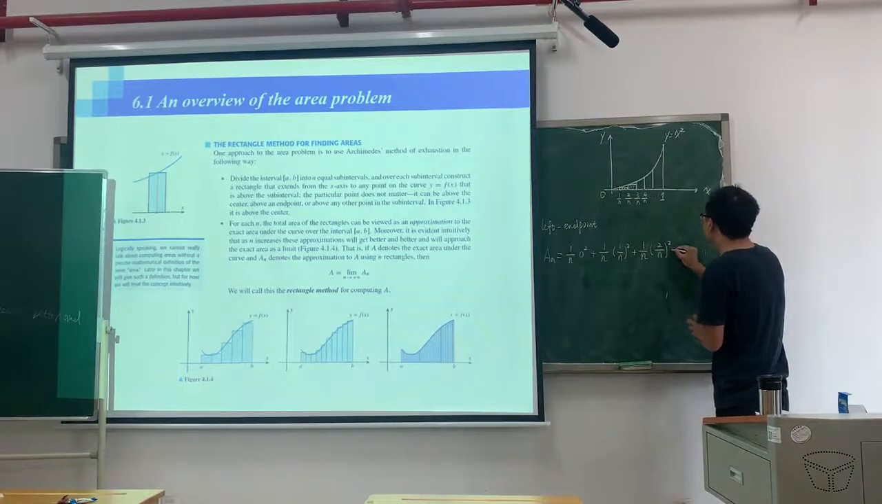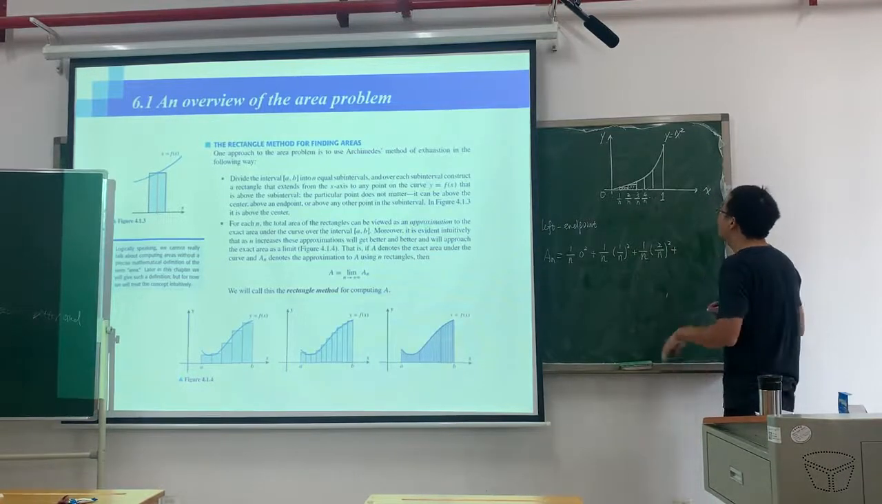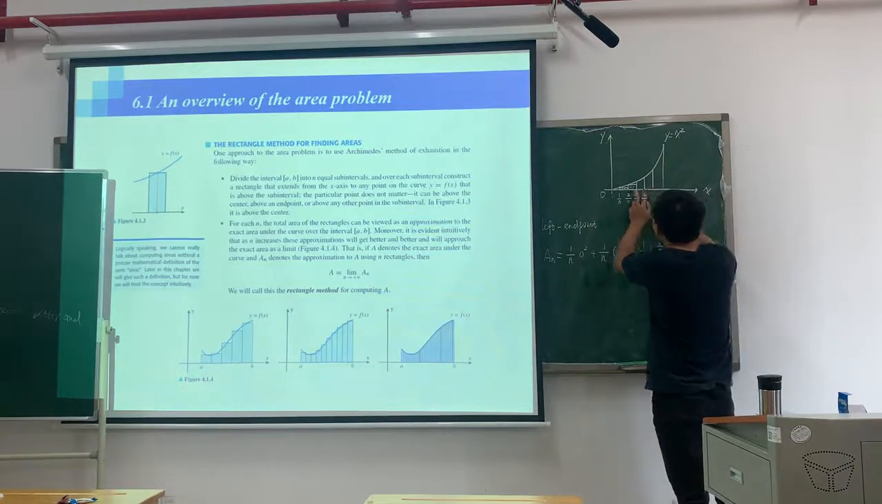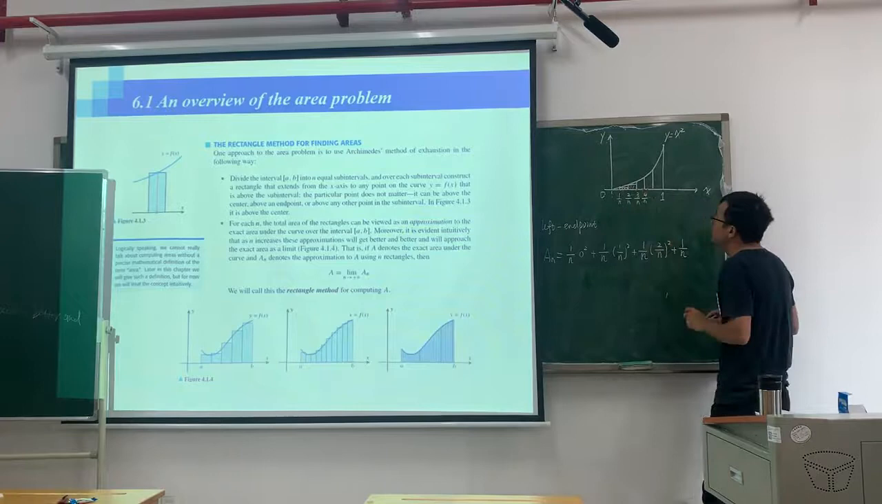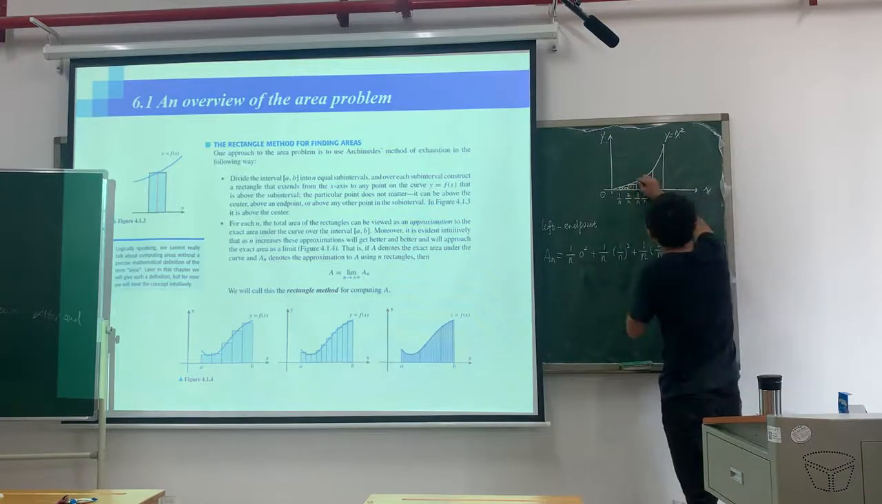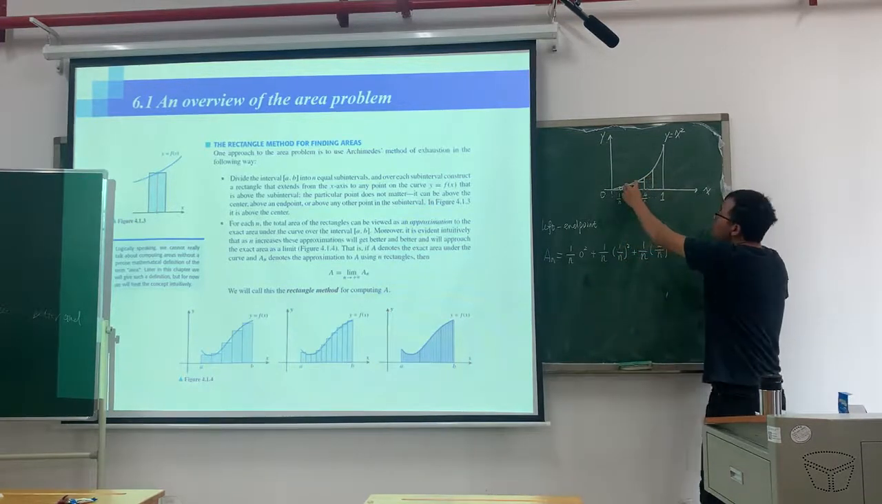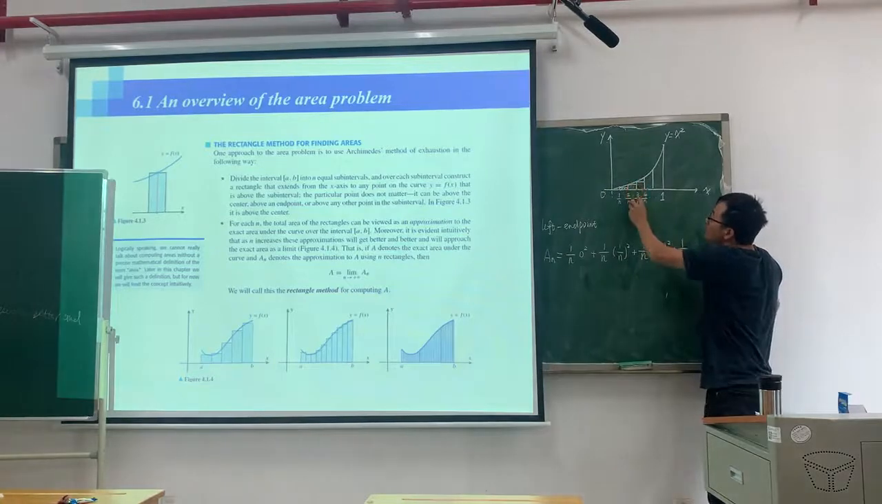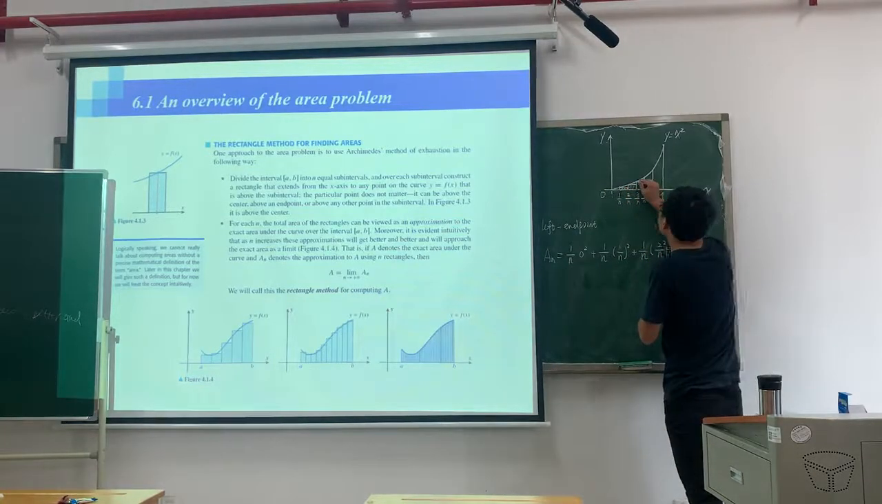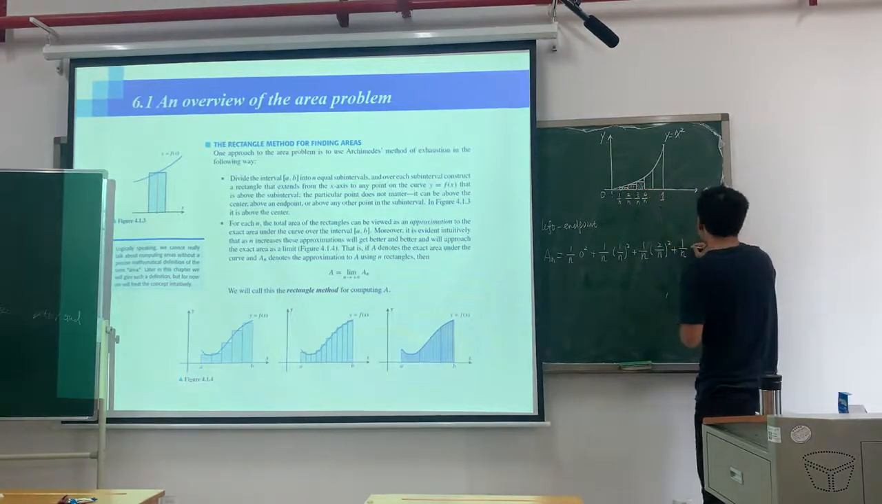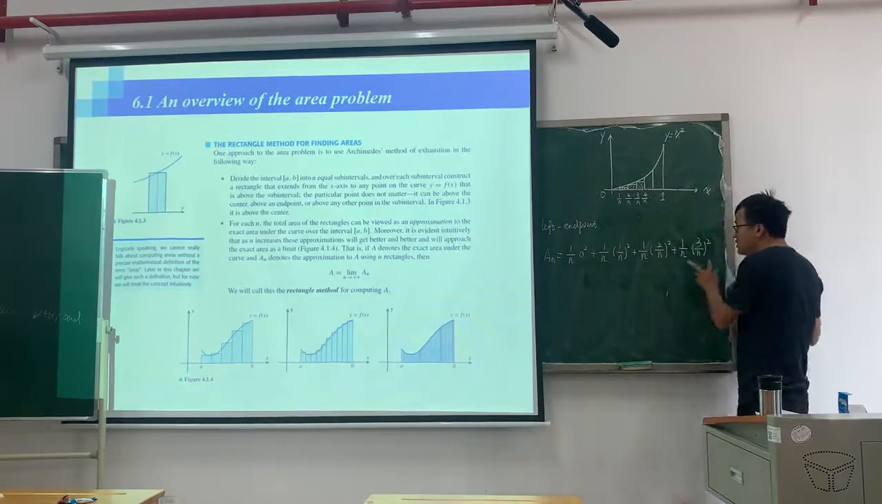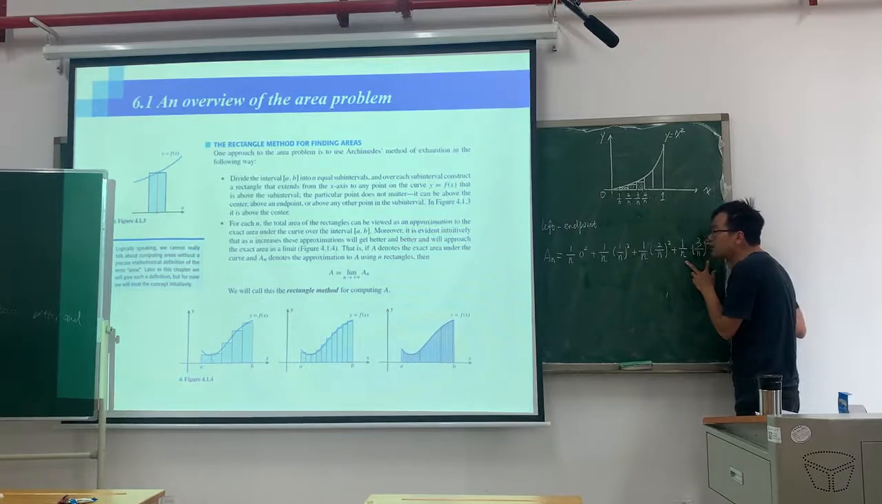So we can go on, okay? So here the fourth, here is also 1 by n. The length is also 1 by n, and the width is what? It's the function value at the point 3 by n, yeah? So here is 3 by n squared, yeah? This is the area of the fourth rectangle, yeah?